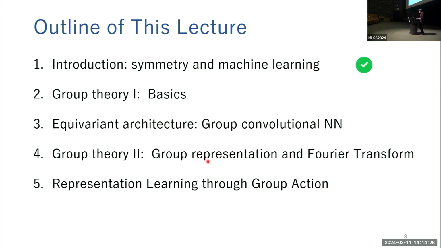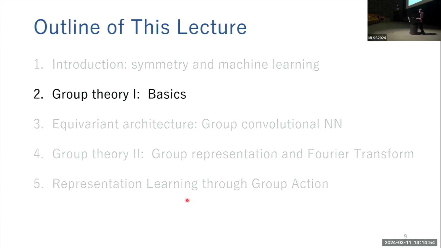Here, the word representation is used in two meanings, actually. I'm going to explain the details later, but group representation is a mathematical concept, and representation learning is machine learning terminology. The same word is used here. And I'm going to talk about representation learning with group representation. Maybe a little bit confusing, but anyway. Okay, so I'm going into the group theory as basics.